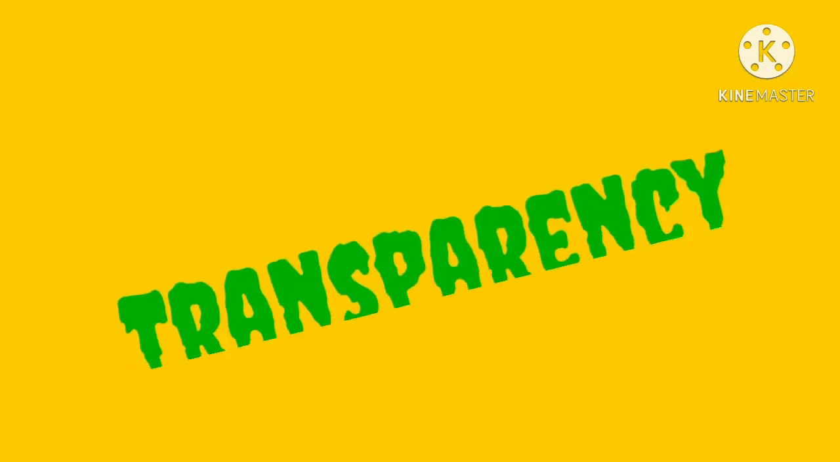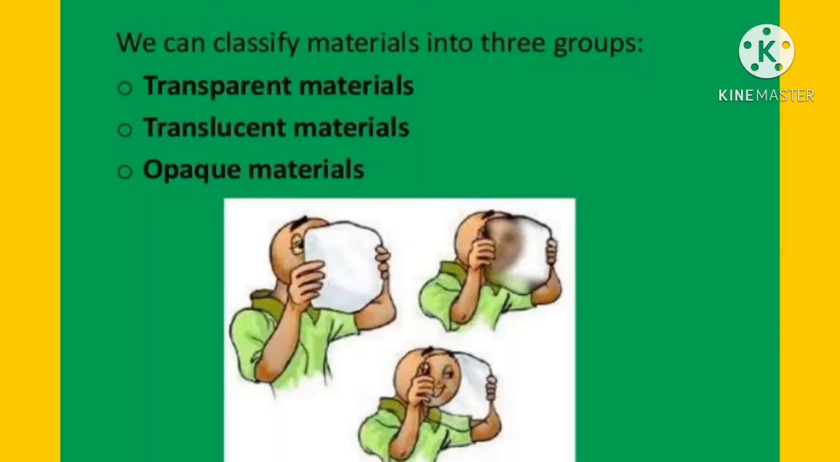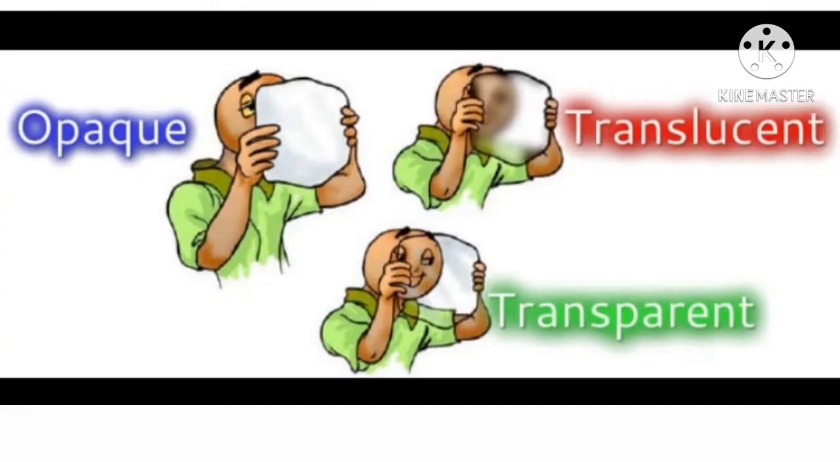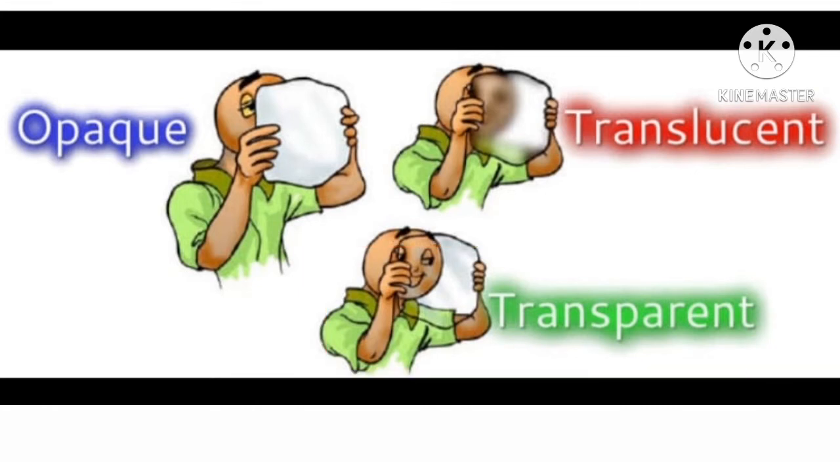Next property is transparency. Based on transparency, the materials are classified into three types. They are transparent materials, opaque materials, and translucent materials. The materials through which things can be seen are called transparent materials. For example, glass, water, air, and some plastics.